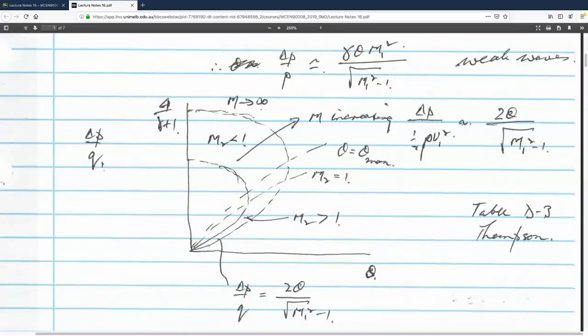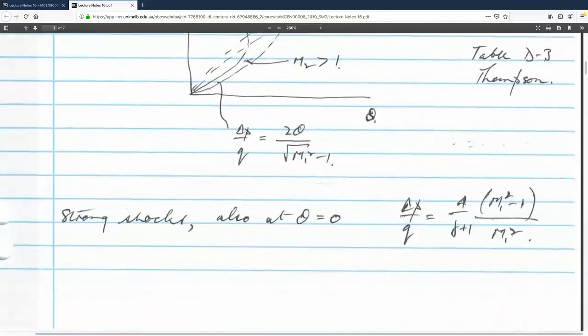This is the shock polar. Only for theta equal to 0, this is a normal shock, and that's the maximum value of delta P over Q. And that's the strongest possible shock. The top half of the branch is a supersonic solution. Oh, sorry, I mean M2 less than 1. So strong shocks also have theta equal to 0, beta equal to pi on 2, and the flow doesn't get turned at all. And behind the strong shock is subsonic flow.